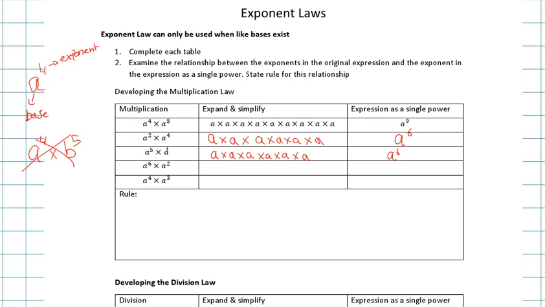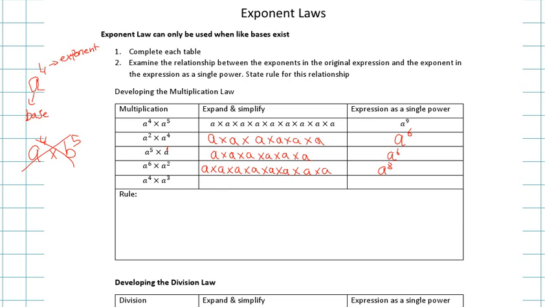Can you guys tell me what a to the power of 6 times a to the power of 2 would be? A to the power of 8. And if I want to expand this, I have to write a 6 times, and then 2 times, so that's a to the power of 8. How about the last one? A to the power of 7.